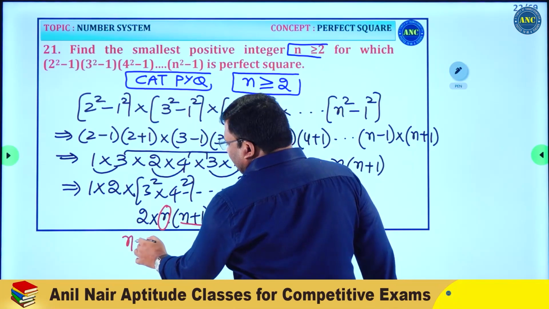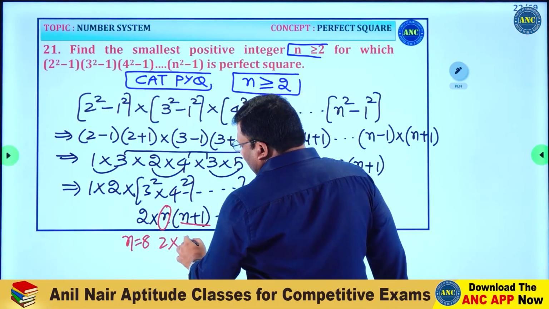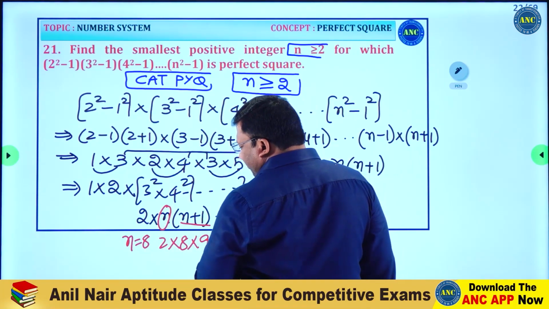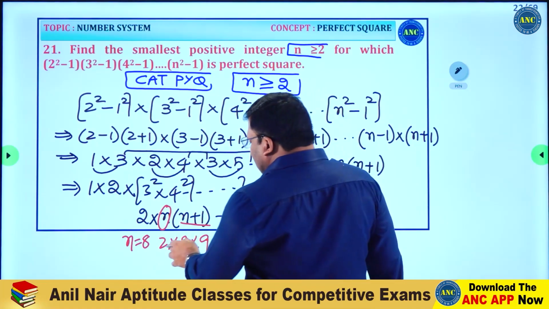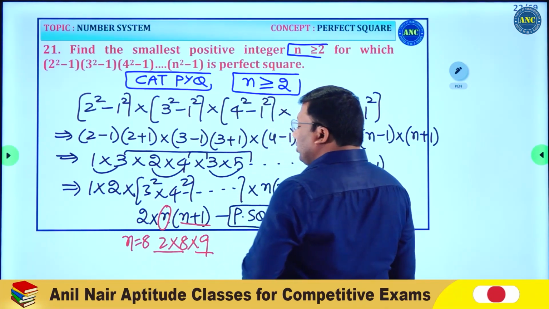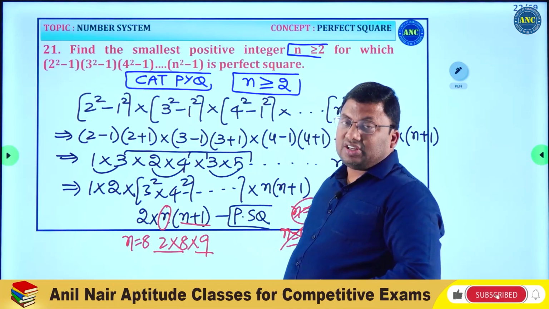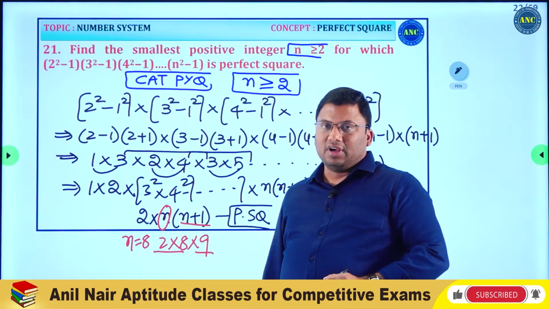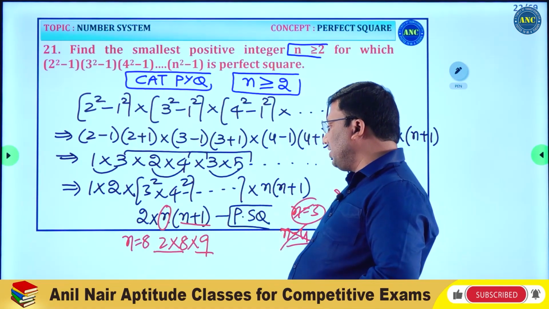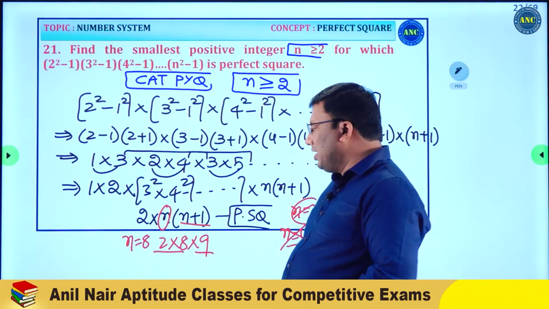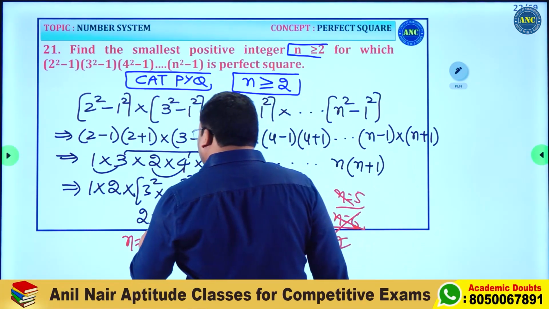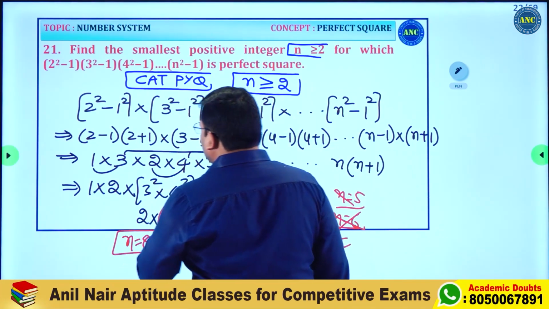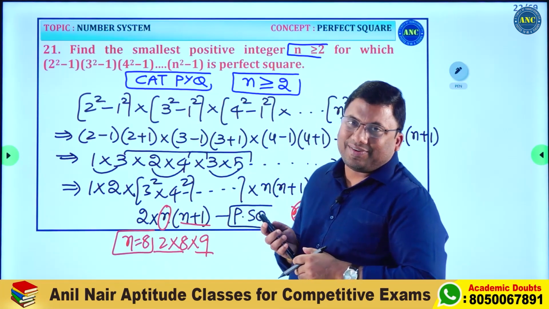N is 8. This will become 2 into 8 into 9. 16 is 4 square, 9 is 3 square. 2 eights are 16, 16 nines are 144. 144 is 12 square. So what is the smallest value of n that will satisfy this? Answer is n equivalent to 8.